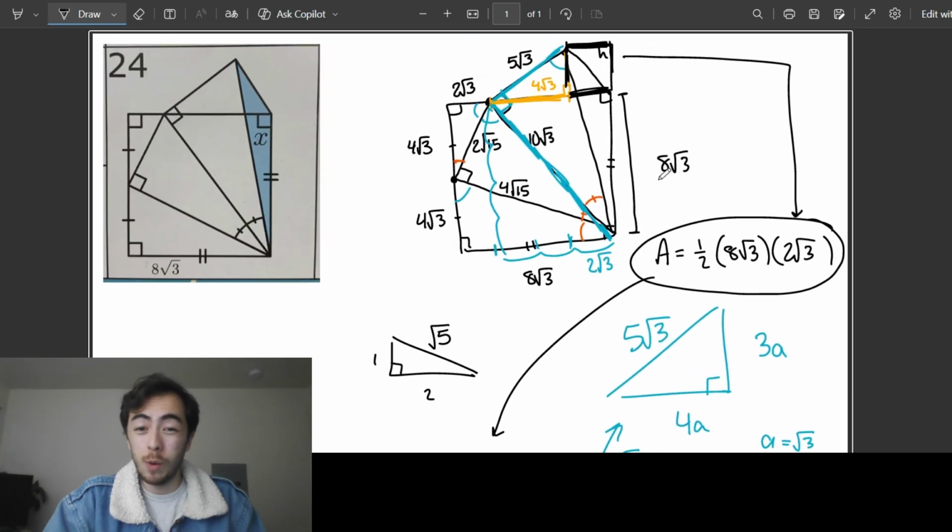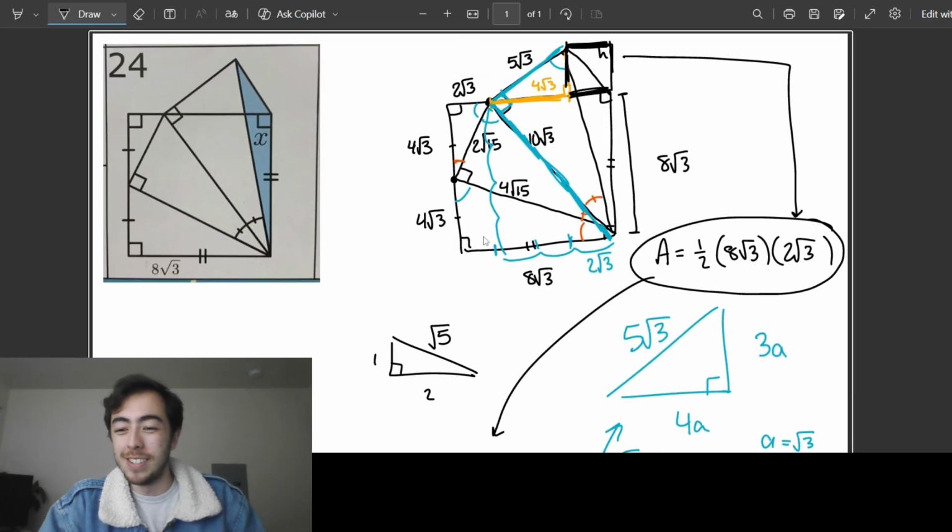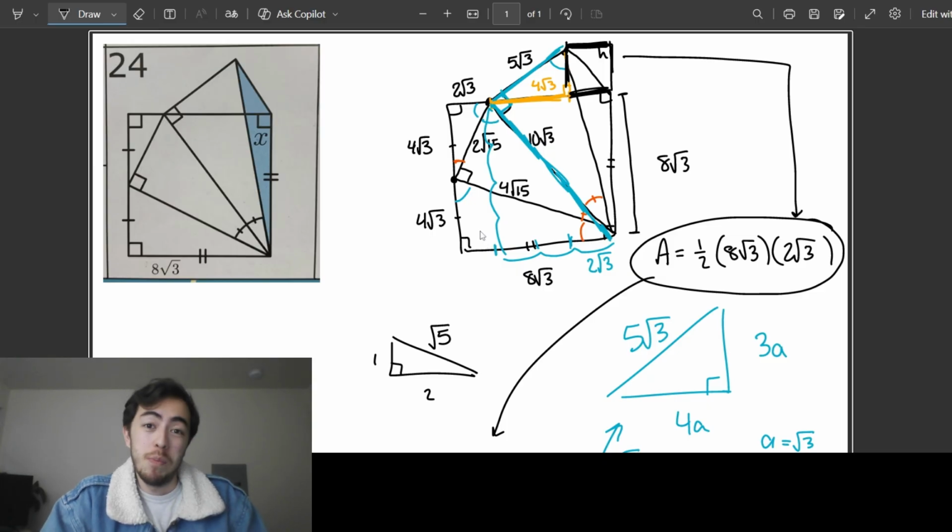Maybe there's a quicker way that doesn't involve as many steps, but I couldn't find one. So I used slope, I used perpendicular lines, I used right triangles and proportions and the Pythagorean theorem to figure out that yes, indeed, the area of that triangle is 24.